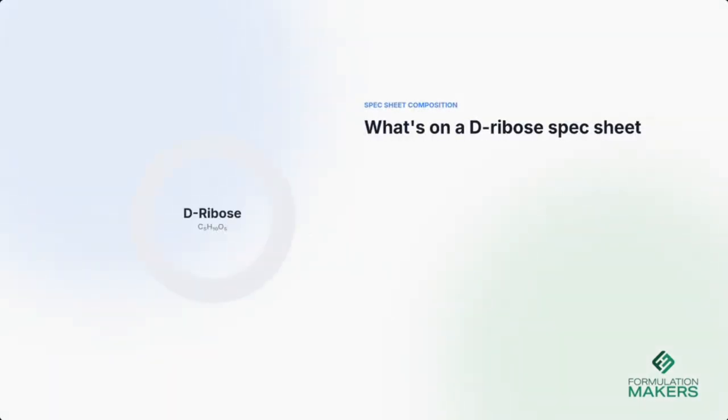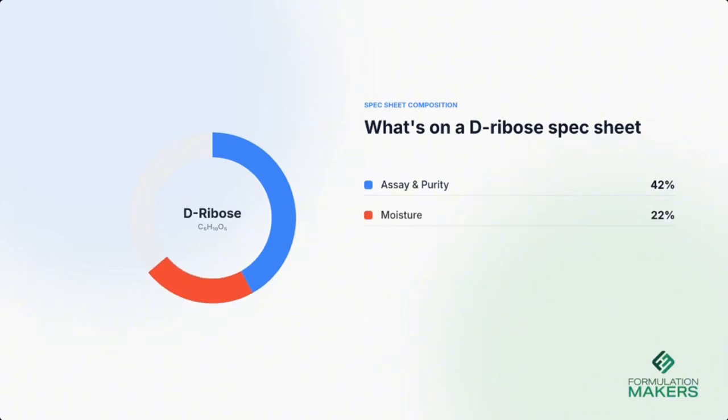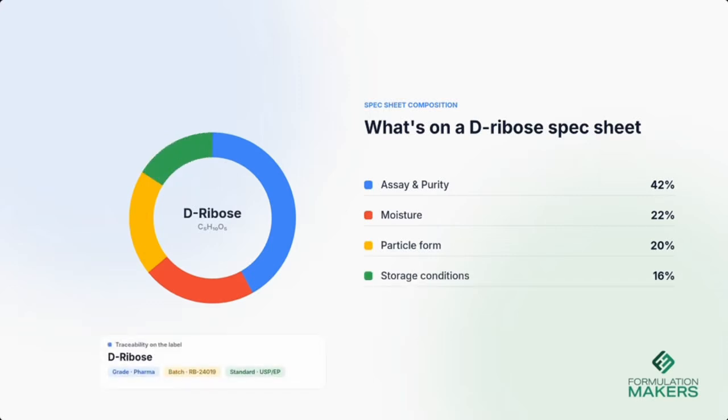When D-ribose is sold commercially, the spec sheet usually spells out the measurable basics like assay and purity, along with moisture, particle form, and the storage conditions needed to keep the material stable. On the label itself, you'll often see the name D-ribose paired with practical traceability details like the grade, the batch number, and the compliance information that tells buyers exactly what standard that lot is meant to meet.